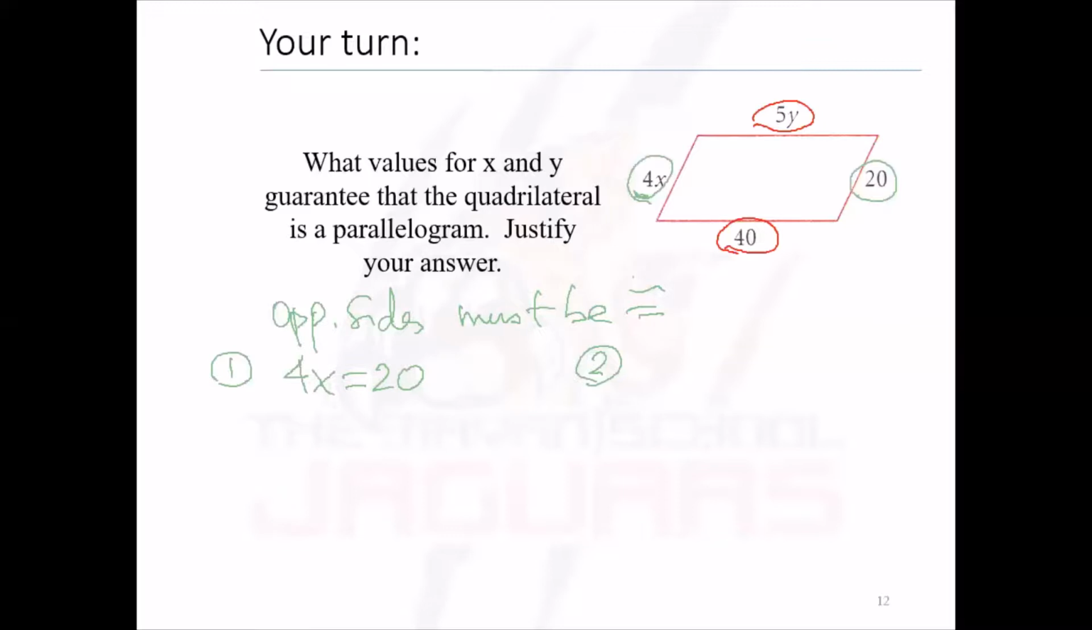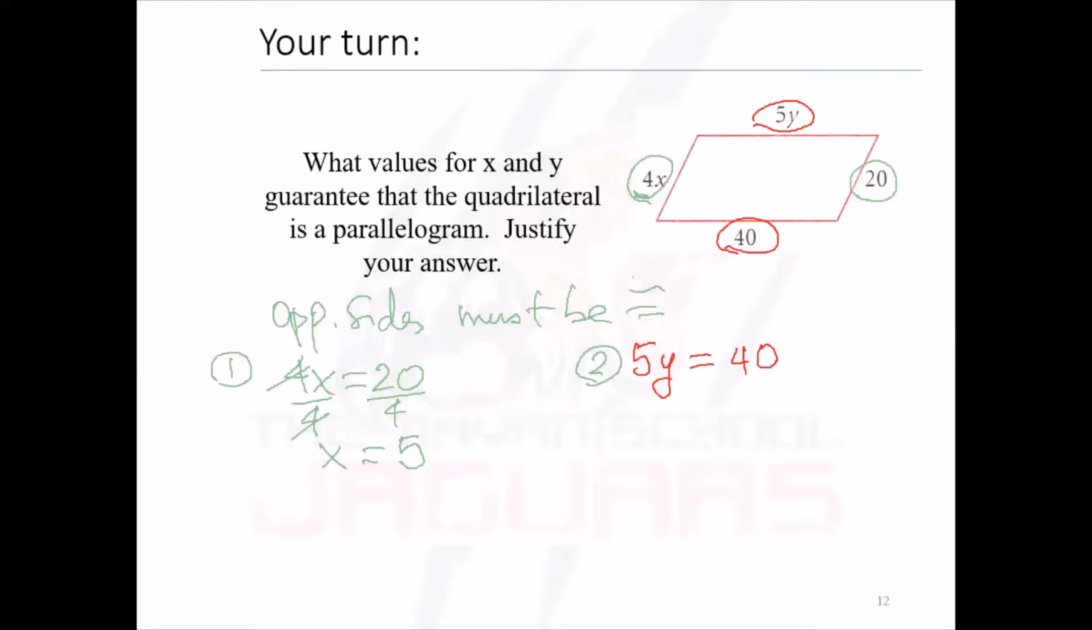In other words, they must measure the same. How can I guarantee that they measure the same? I need to write an equation with 5y and 40. So 5y equals 40. Let me solve both equations. On one side I have 4x equals 20. I divide both sides by 4, this is gone, and x will be equal to 20 divided by 4. So the value of x is 5.